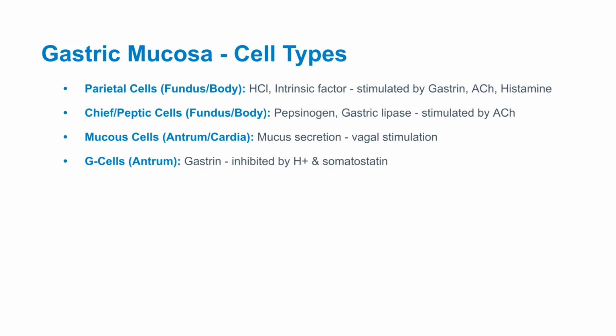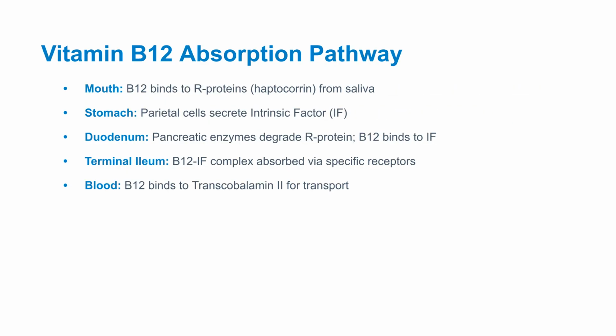Gastric mucosa cell types include parietal cells, which secrete HCl and intrinsic factor, and chief cells, which secrete pepsinogen. Mucus cells secrete mucus, and G cells produce gastrin. Vitamin B12 absorption begins with binding to R proteins in the mouth. In the stomach, intrinsic factor is secreted. The complex is absorbed in the terminal ileum, and then binds to transcobalamin 2 in the blood.